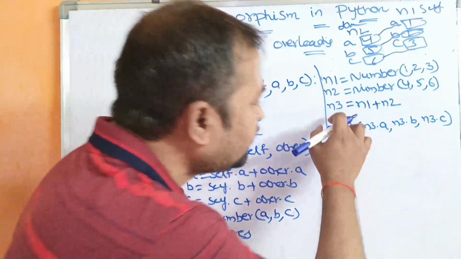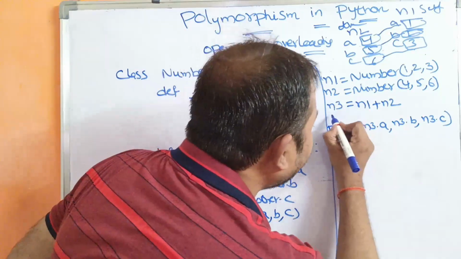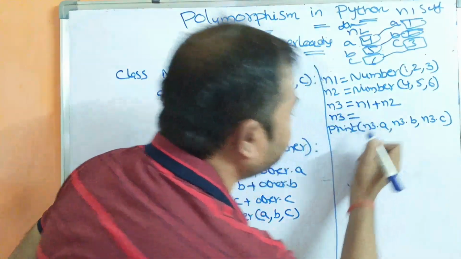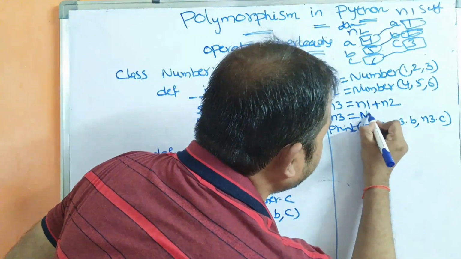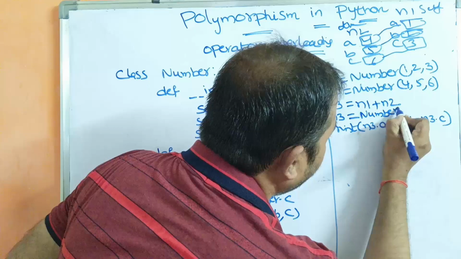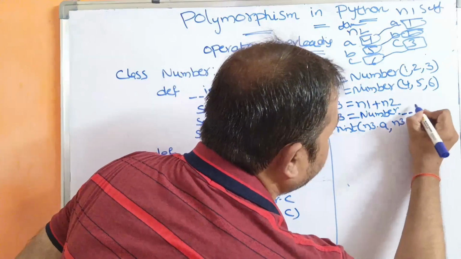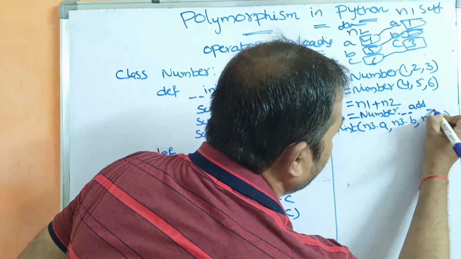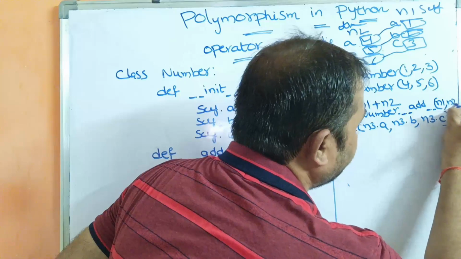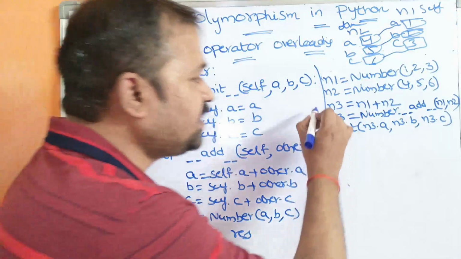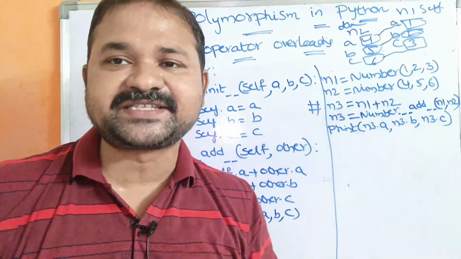Here, if we want, in place of n3 is equal to n1 plus n2, we can write a statement like this: n3 is equal to, here what is the name of the class? Number is the name of the class. So Number dot, which method do we have to call? Underscore add underscore. What is the first parameter we have to pass? n1 comma n2. So like this also we can write. In place of n3 is equal to n1 plus n2, we can write this statement also.